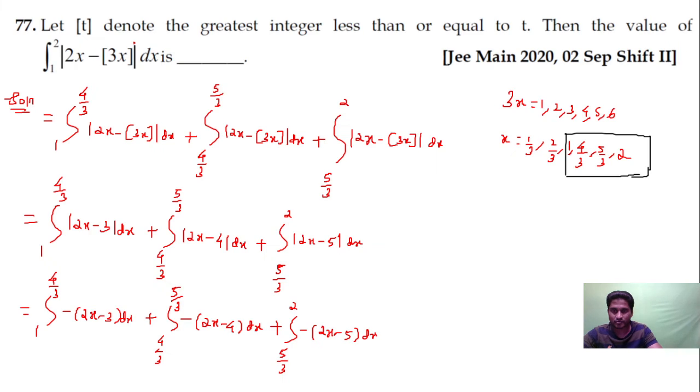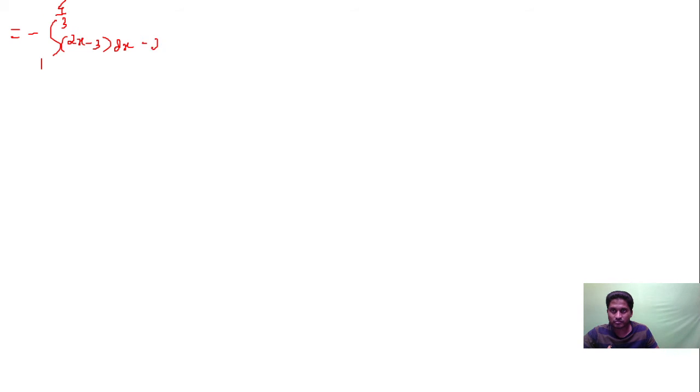I take minus outside. This is equal to the integral with lower limit 1 and upper limit 4 by 3 of 2x minus 3 dx. Then 2 is a constant, I'm going to take out, so this is minus 2, integration with lower limit 4 by 3.